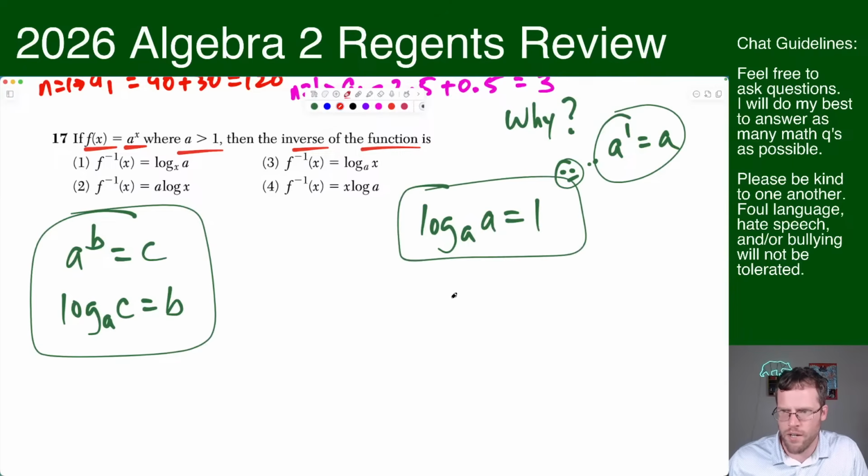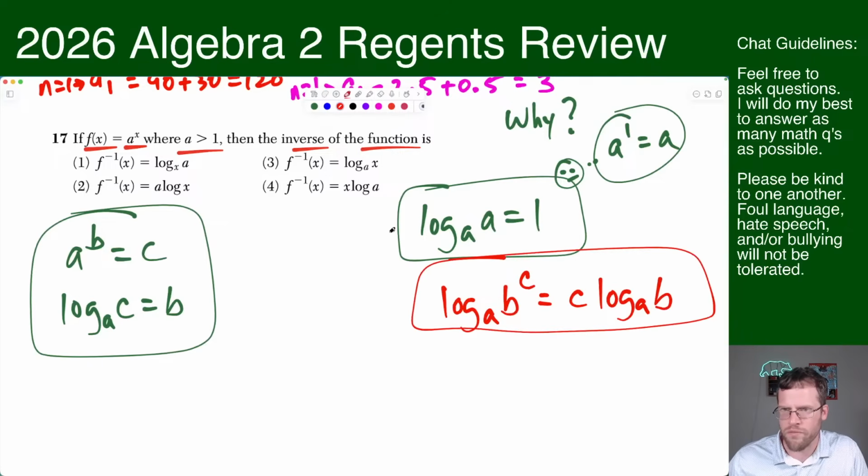And then the other idea we want is log base a of b to the c power is c times log base a of b. Exponents can go in front.